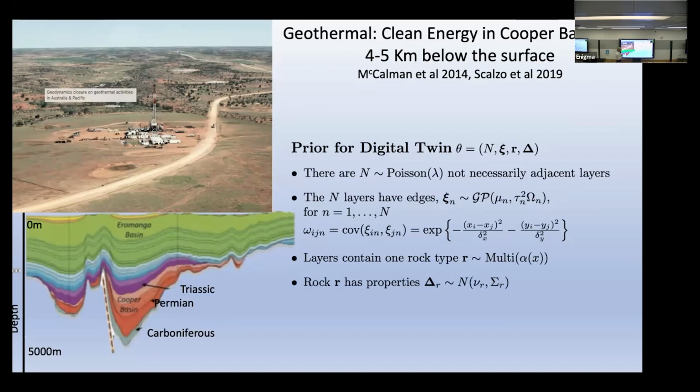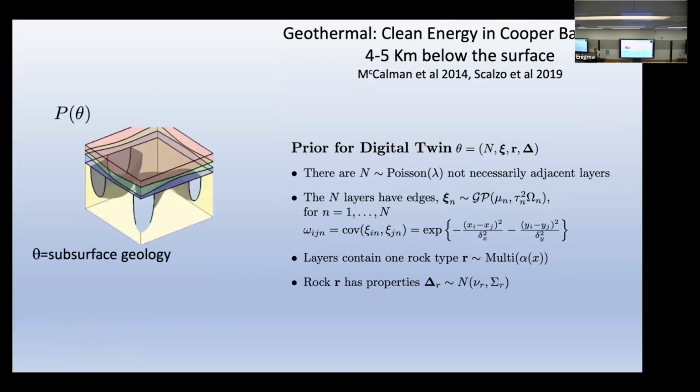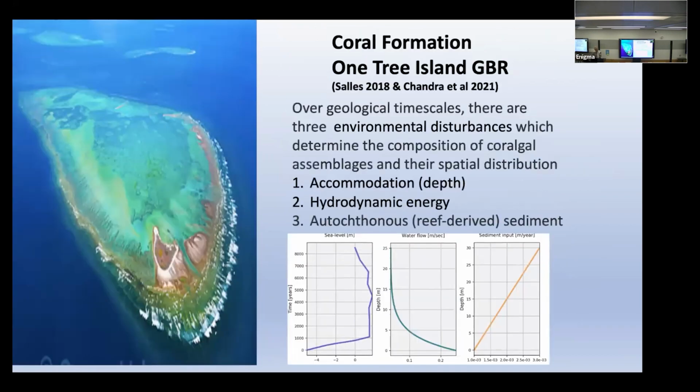Obviously, layers contain rocks. There's a discrete number of types of rocks, and rocks have properties. And that's really important, because those rocks' properties is what gets propagated up to the surface for things we can measure. So that's how we're going to learn from the data. And so here's an example. It's just a toy example of one such prior that you could draw from the world, but you can imagine huge amounts of possible geological structures you could draw based on that prior. So that's the geothermal example.